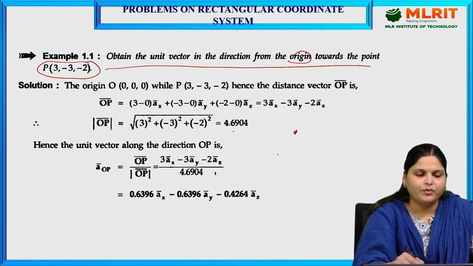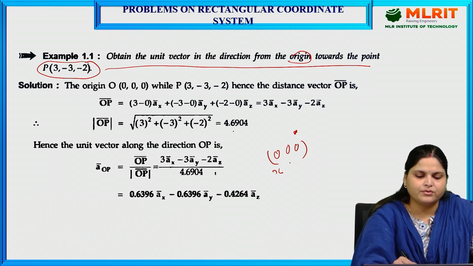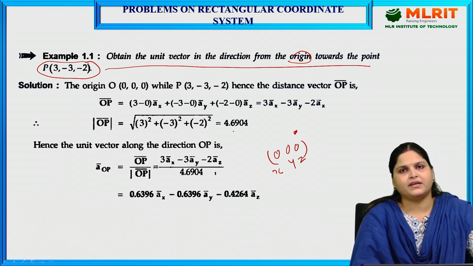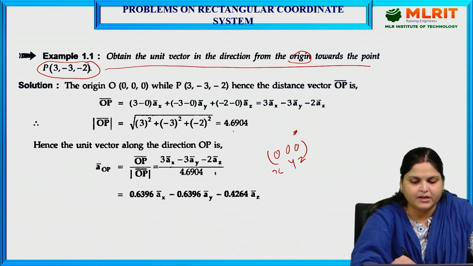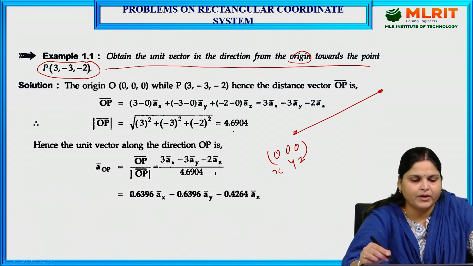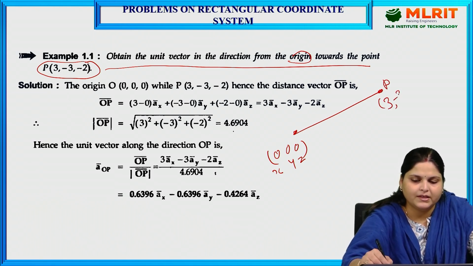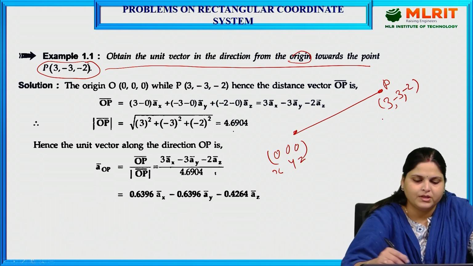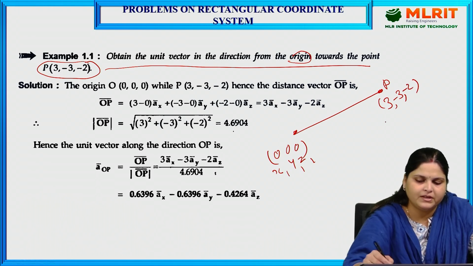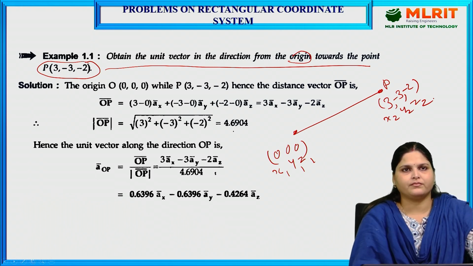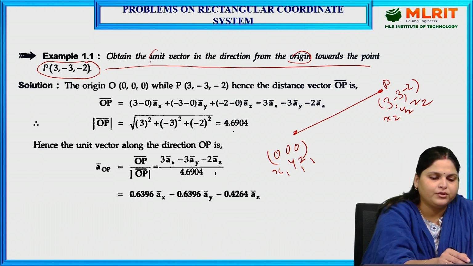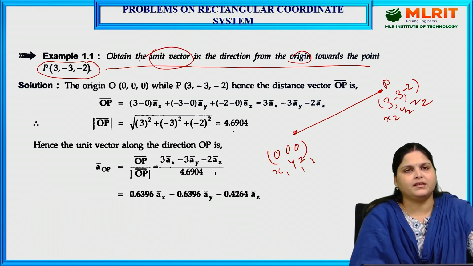The starting point is 0, 0, 0, the origin. So x equals 0, y equals 0, and z equals 0. So this is the origin point. And the terminating point is P, whose coordinates are 3, minus 3, minus 2. So this is x1, y1, z1, and this is x2, y2, and z2. Now we need to find the unit vector in this direction.